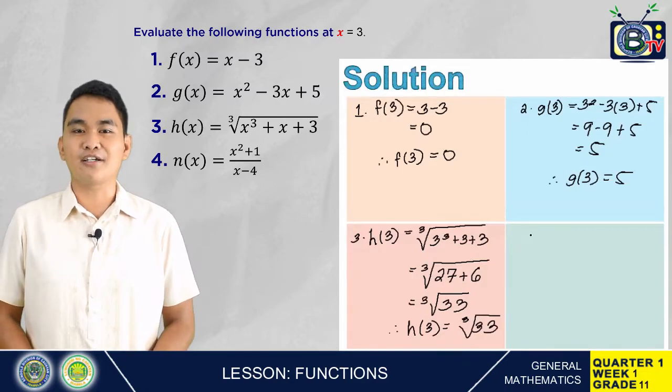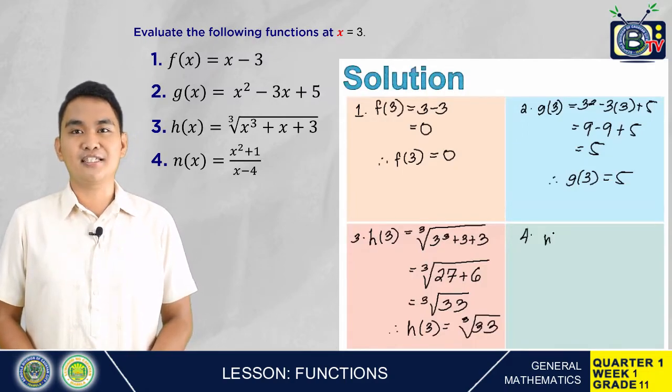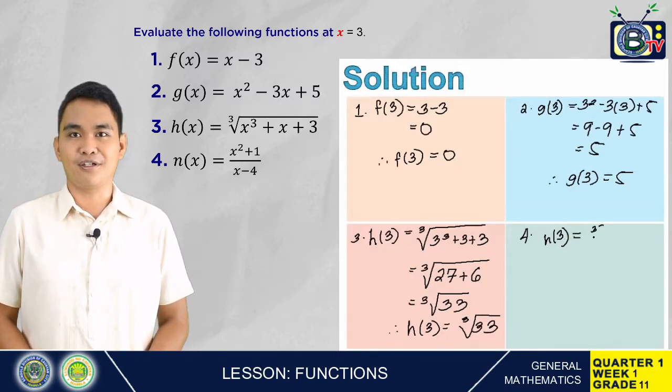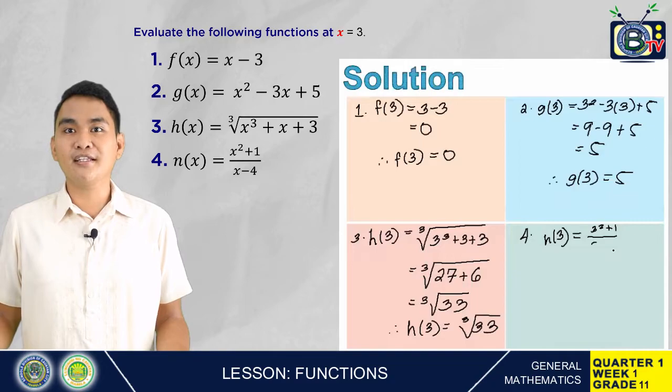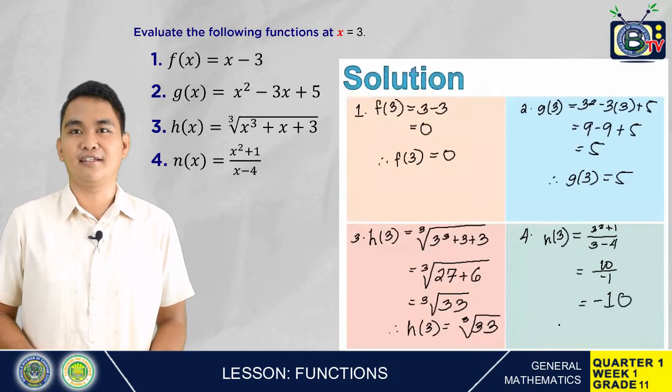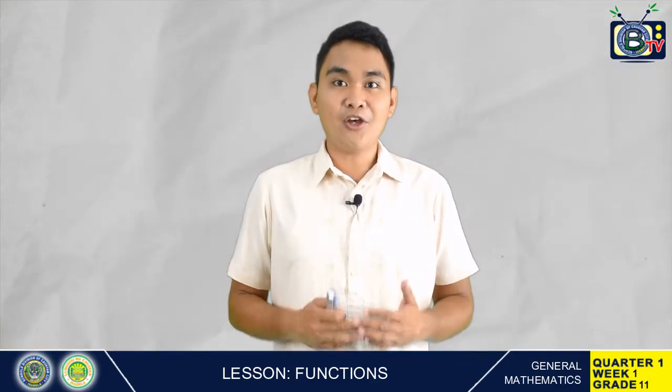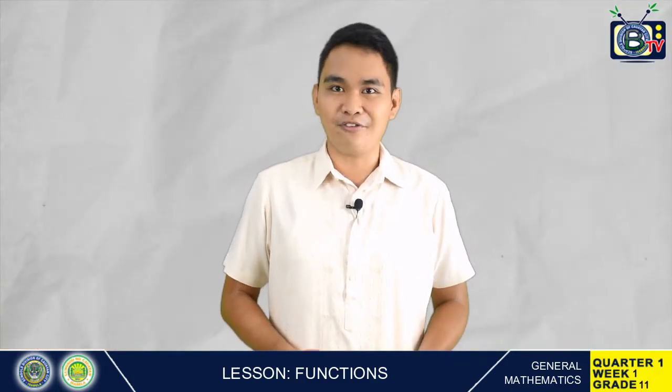For our last function, we have n of 3 is equal to 3 squared plus 1 all over 3 minus 4. If you're going to simplify it, the answer is negative 10. Therefore, n of 3 is equal to negative 10. I hope you are still with me in evaluating functions.